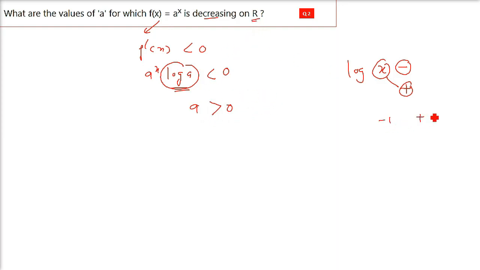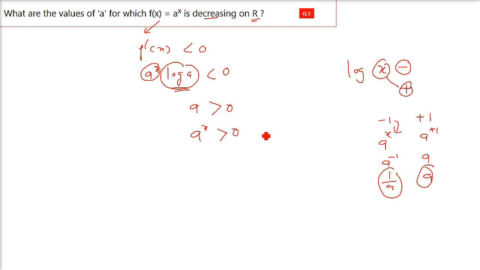Now if you put x as, say, minus 1 or plus 1, because in real numbers all these values can come, even if you put negative 1 or 1, you will get 1 by a or a, and 1 by a is not negative since a is not negative. So a raised x cannot be negative, I just explained it with an example.